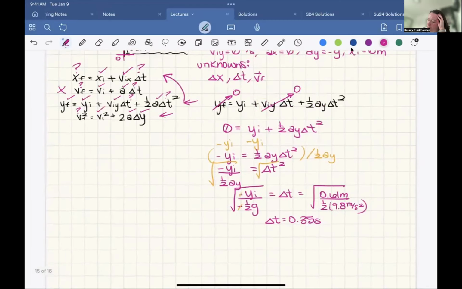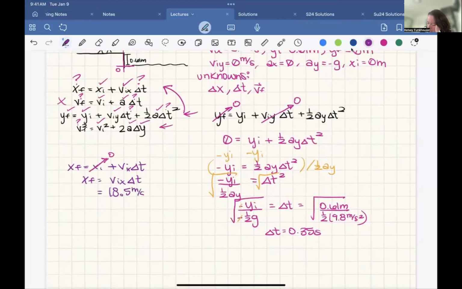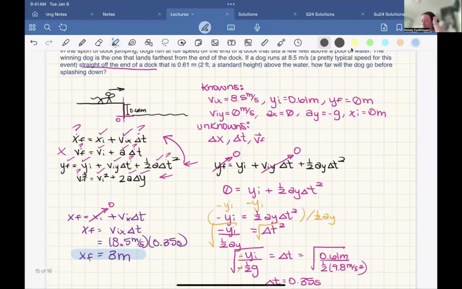So now we have enough information to answer the actual question given, which was what is the range, or the final position in x. So let's do that. x final equals x initial plus v initial x delta t. And right away, the initial position in x is 0. So this simplifies the equation to x final equals the velocity in x times the time interval. And this is the 8.5 meters per second times the 0.35 seconds. And this gives us, rounding, 3 meters as the final position in x. That's how far that dog jumped from the dock.